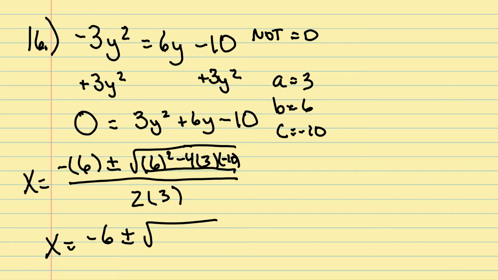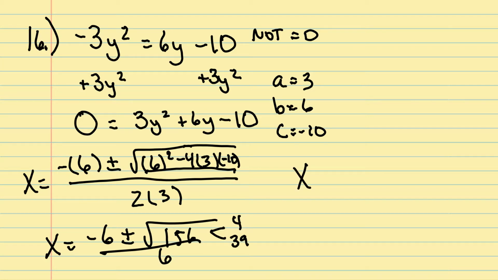I get 36 minus 4 times 3 times negative 10, which is plus 120, so it's 36 plus 120, which is 156, all over 6. I break down 156 into 4 times 39. Now, 156 has other factors, but 4 is perfect. That's why I care about 4.